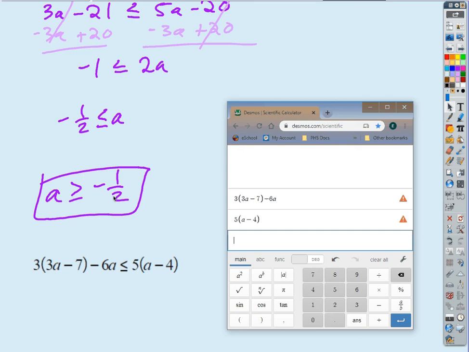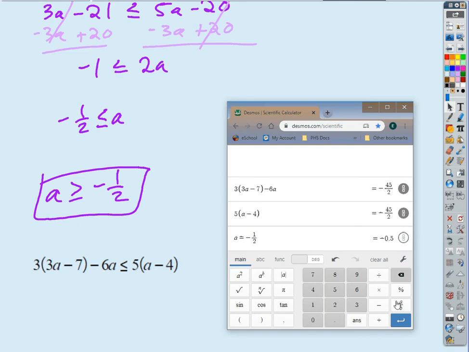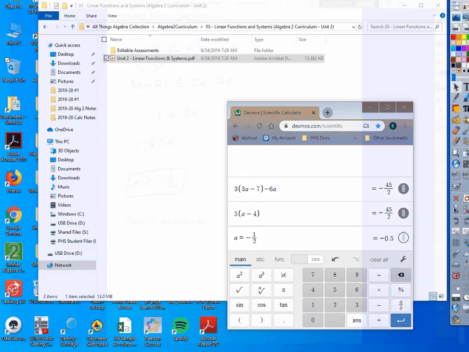If I put in the value a equals negative 1/2, look what happens. I do get the same thing back on the left and the right. Everybody see that? Okay, I'm going to take a picture of that. That's important.